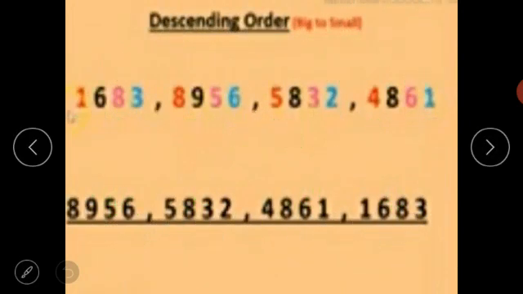See, another example for descending order. What is descending order? Descending order means big to small. I take the same numbers: 1683, 8956, 5832, 4861. So descending order means big to small. For the biggest one, check the thousands place value.